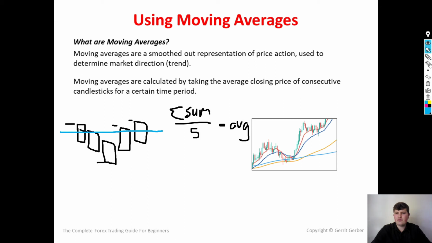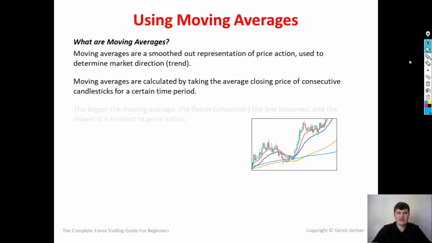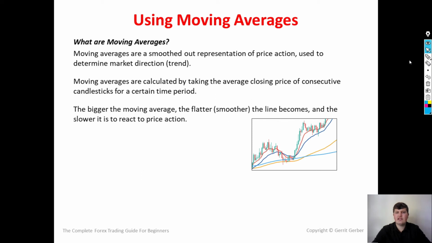And a good thing to remember is that the bigger the moving average, the flatter and smoother the line becomes, and the slower it is to react to price action. What I mean by bigger moving averages is, instead of using the 5 consecutive candles that I discussed, we now use 50 consecutive candles, or 100 consecutive candles, or even 200 consecutive candles. And the more candles you use, the flatter and the smoother the line becomes, and the slower it is to react to any quick price movements.